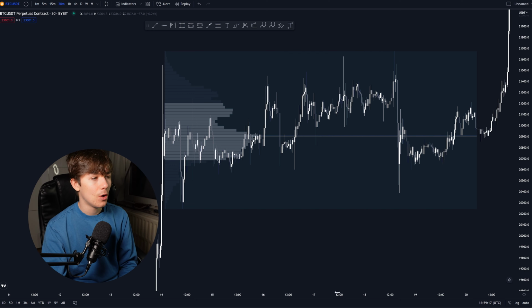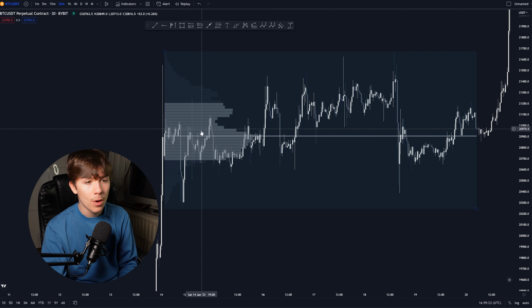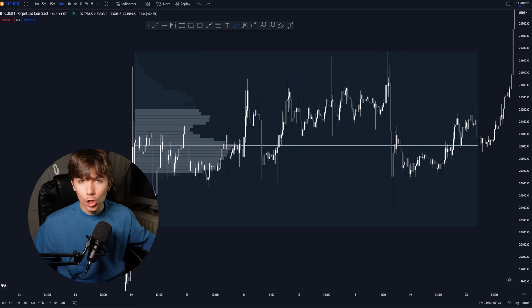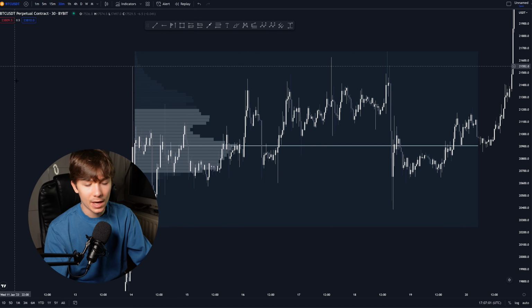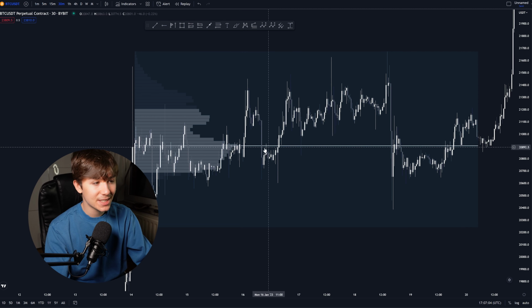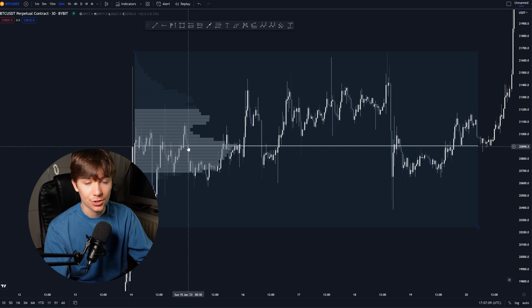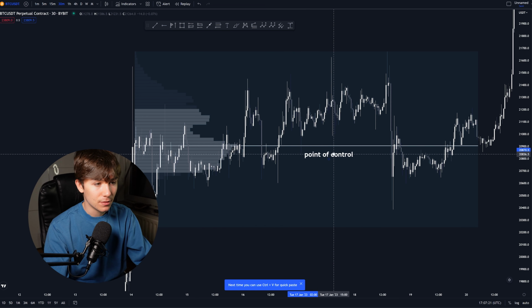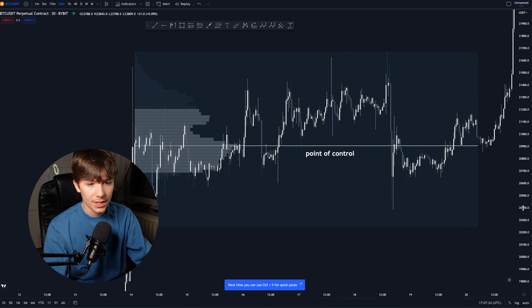So what do we see here? Basically, all these bars on the left of the indicator are displaying the volume within this range. The bigger the bar, the bigger the volume at that area. High volume basically means that there are a lot of orders coming into the market. And you may be thinking, what is this line right here? Well, this is the area where the most amount of volume, the most amount of orders, are coming into the market. This is called the point of control. We use this as a very strong level of support and resistance.